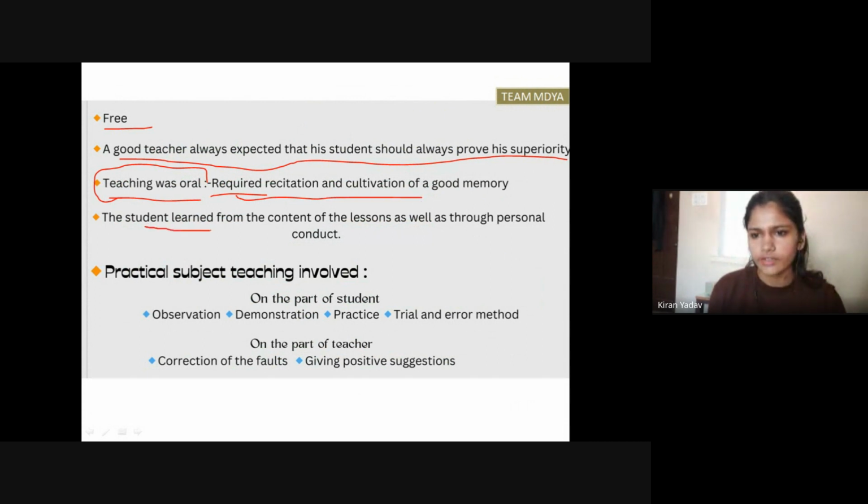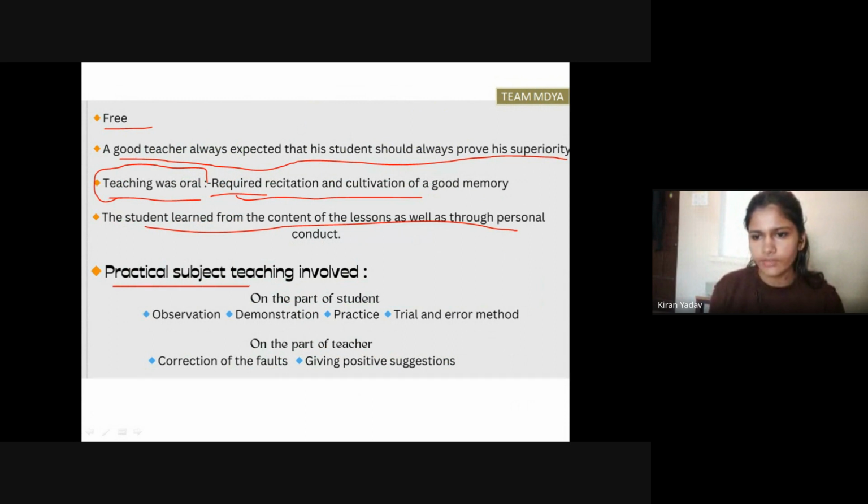The student learned from the content of the lesson as well as through personal conduct. So students used to learn from what the teacher teaches while teaching, and they also used to observe the teacher and learn through personal conduct.